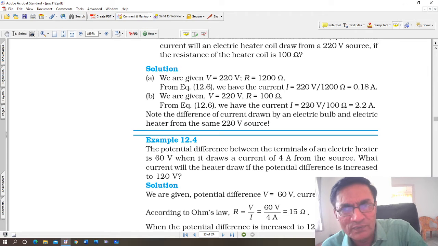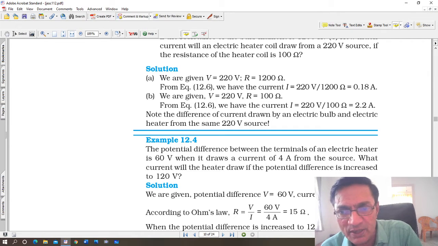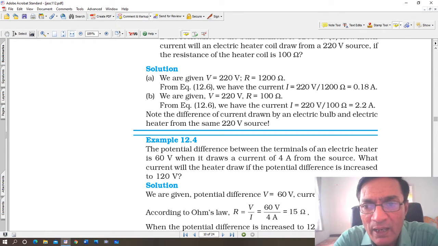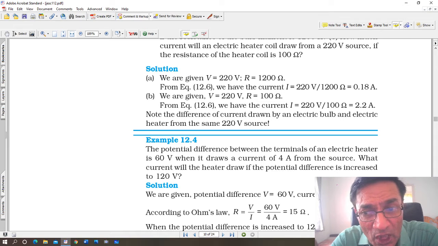Now if you look at both of them, look at the resistance in the first: 1200 ohms of resistance, therefore the current is 0.18 ampere. In the second, the resistance was only 100 ohms, therefore the current is 2.2 amperes. In the first part of the question, the resistance is extremely high, 1200 ohms. When resistance is high, current is low, so 0.18 ampere came. Now when resistance was 100 ohms, the electric heater coil, the current increased to 2.2 amperes, which is large compared to the first part. It's a very large current.